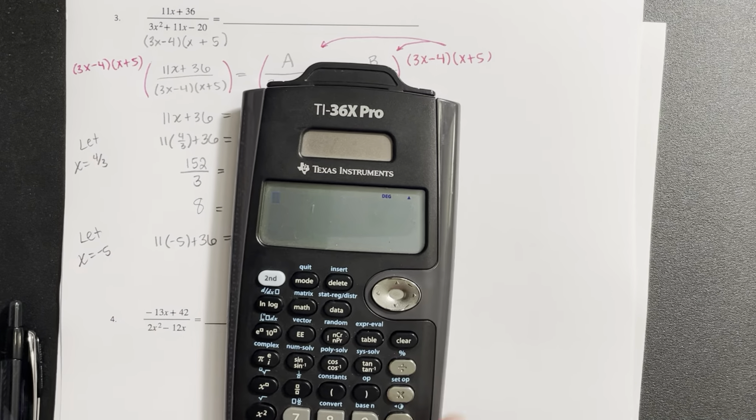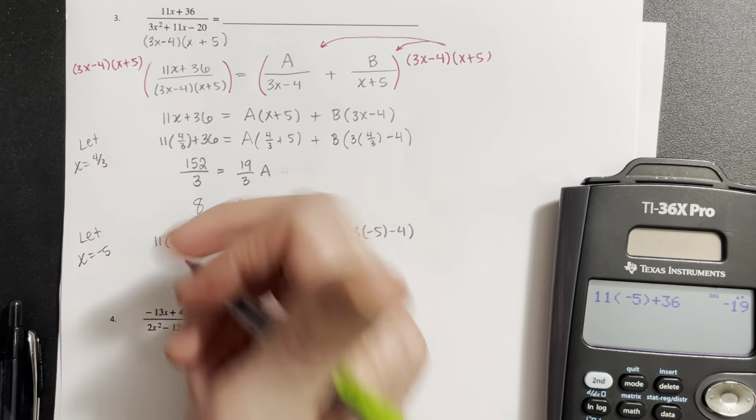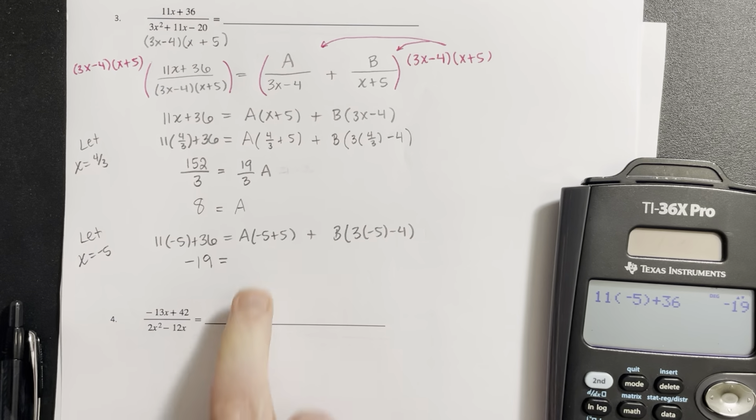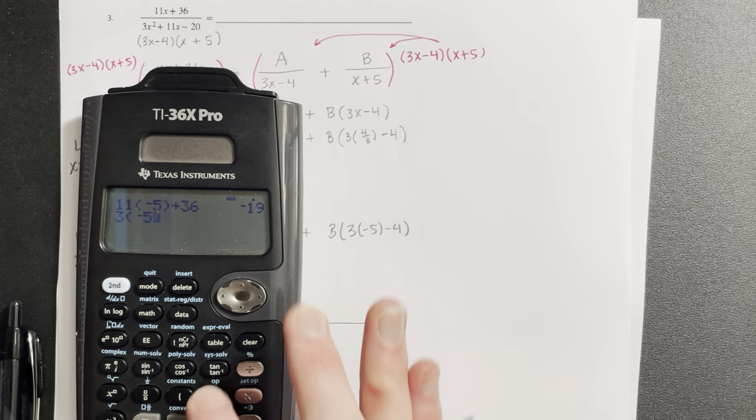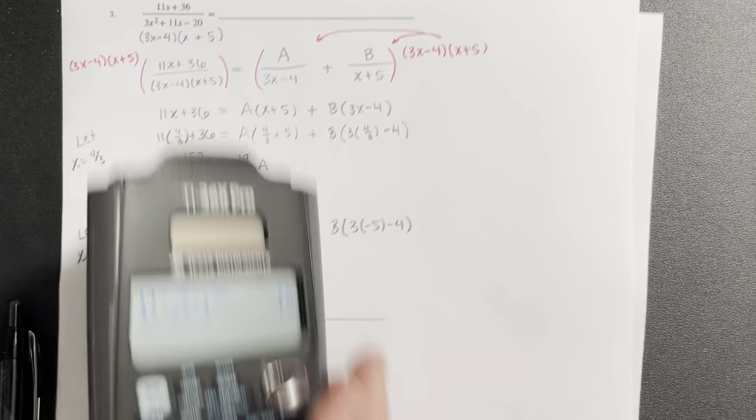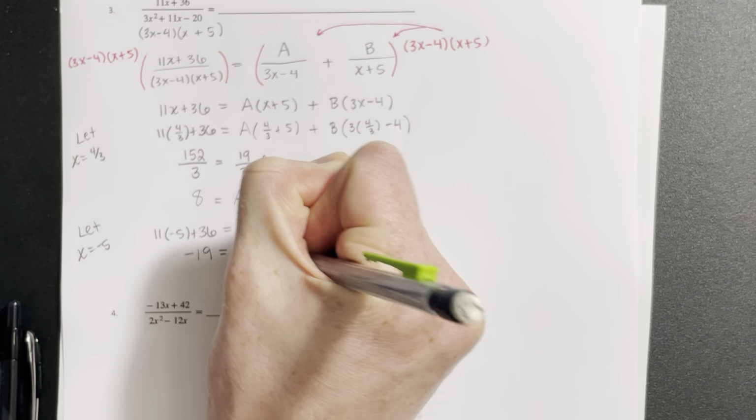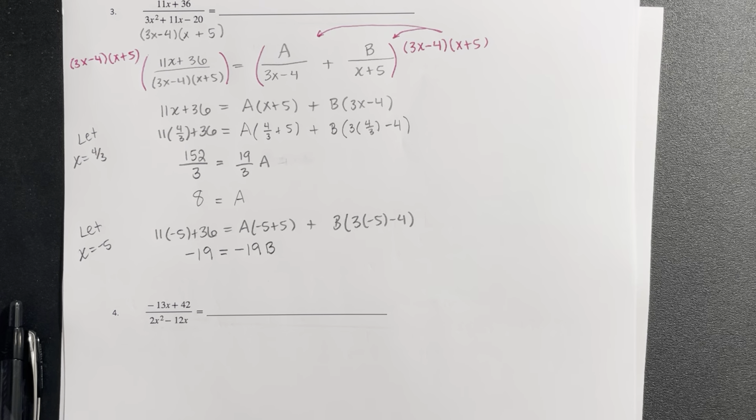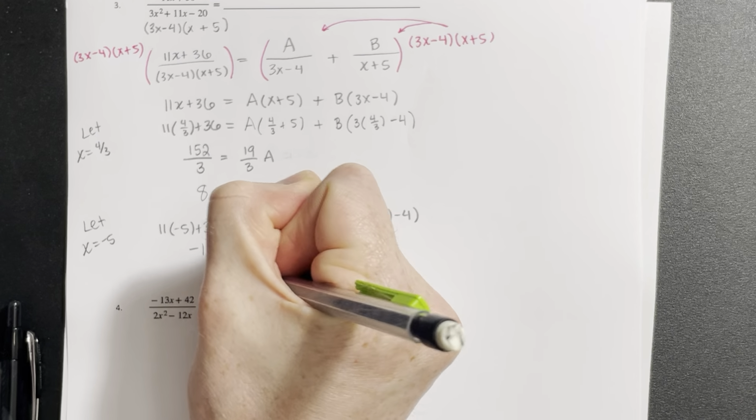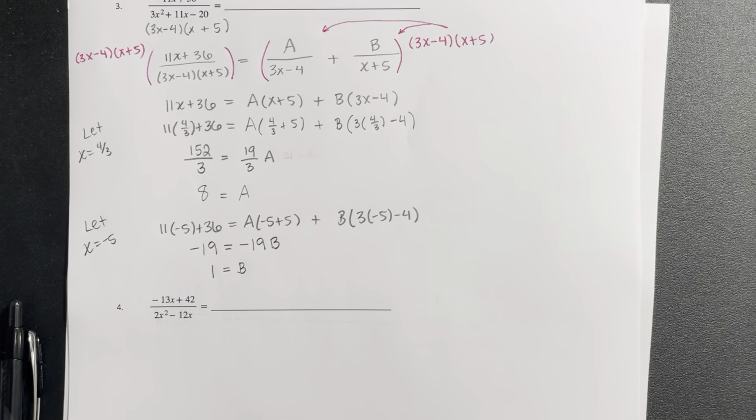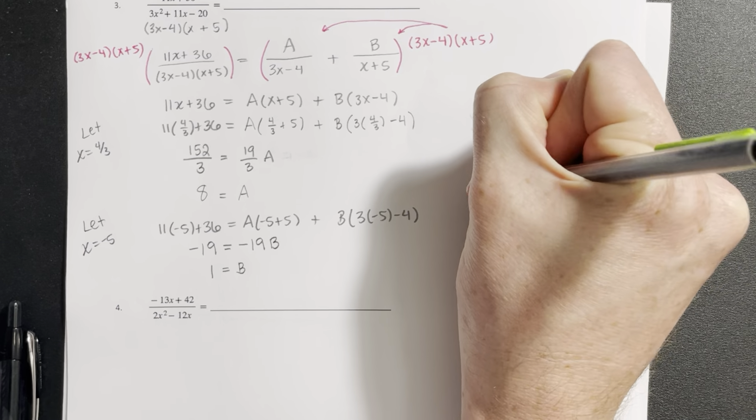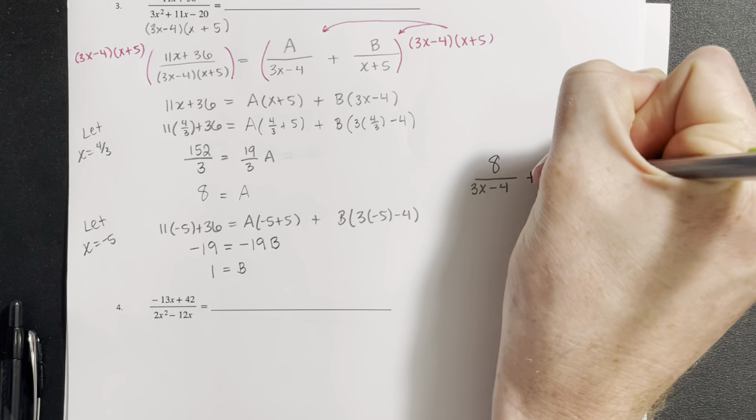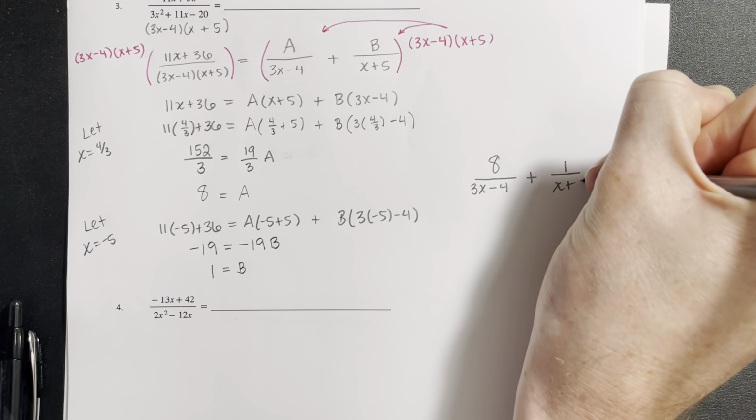We plug this in. 11 times negative 5 plus 36 is negative 19. Negative 5 plus 5 is 0, so that's 0a. And 3 times negative 5 minus 4 is negative 19. So we end up with negative 19 equals negative 19b. If I divide both sides by negative 19, we get b is equal to 1. Our partial fractions would say 8 over 3x minus 4 plus 1 over x plus 5.